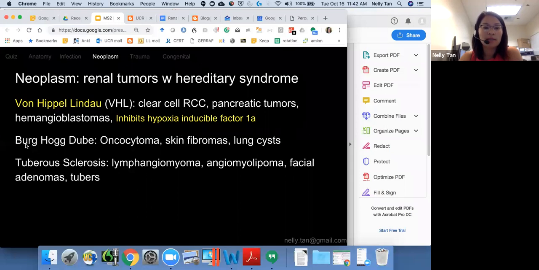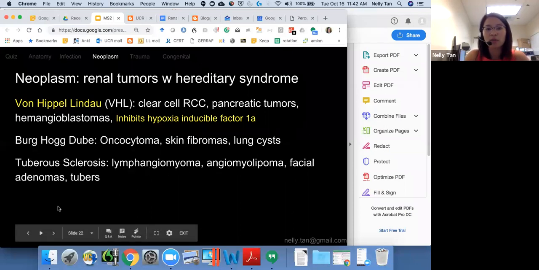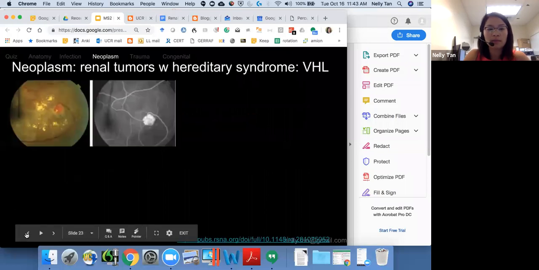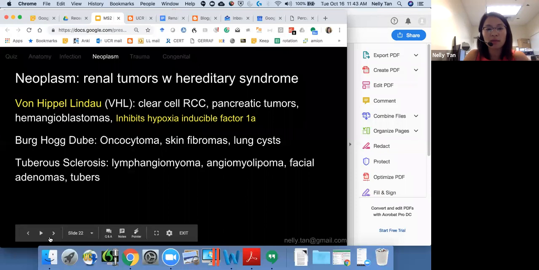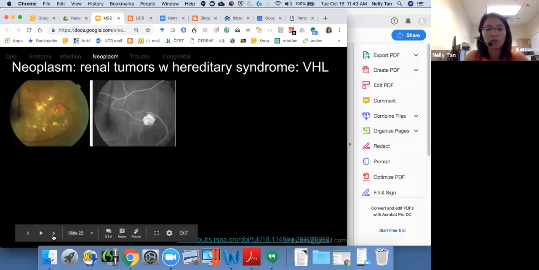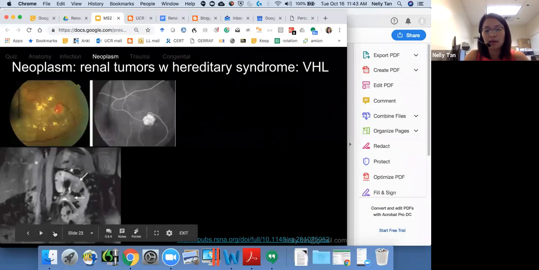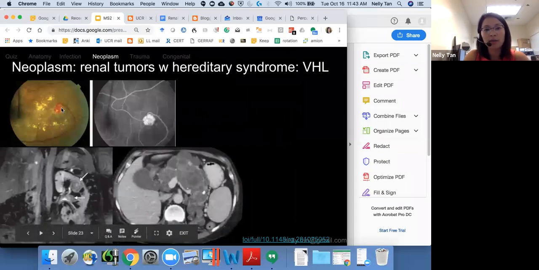Birt-Hogg-Dubé is another type. They get oncocytomas, skin lesions, and lung cysts. And tuberous sclerosis, so they get angiomyolipomas, lymphangiomas, facial adenomas, and tubers. Know the VHL. TS is second most important, and Birt-Hogg-Dubé, if you're going to forget something, you can forget that, because it's not common.